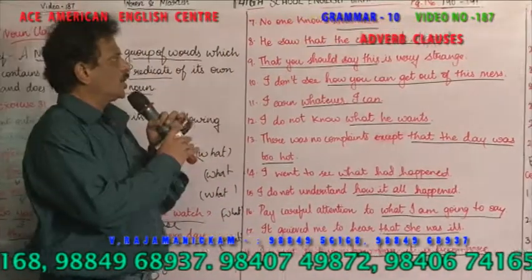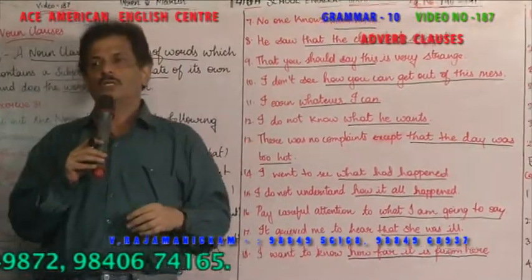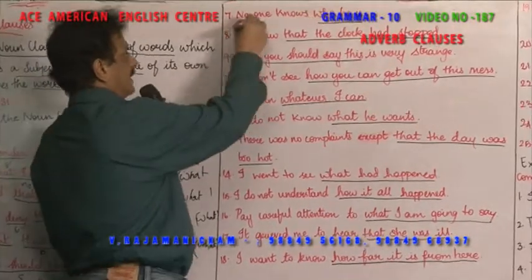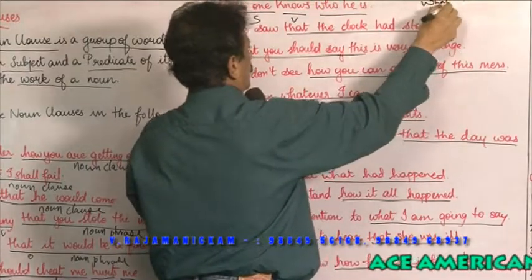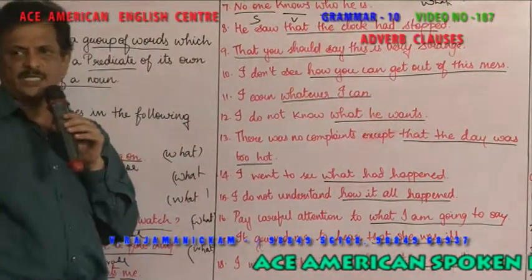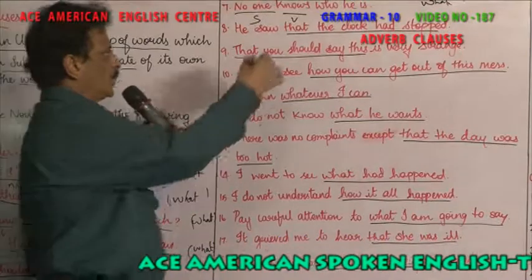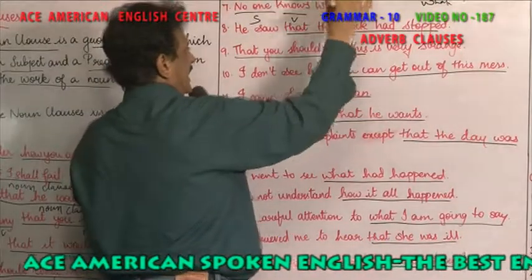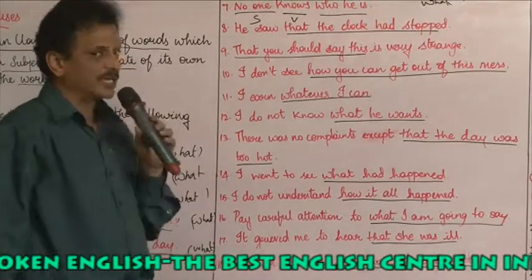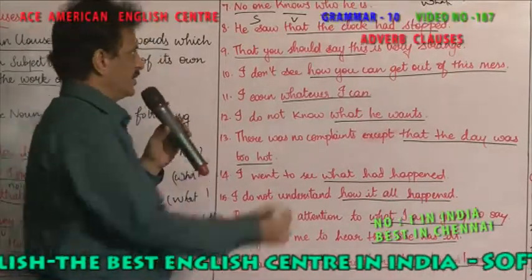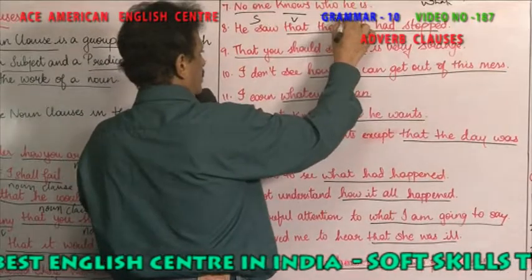Now coming here, no one knows. No one is the subject. Knows is the verb. You ask a question, what? Who is the object of the verb knows. It has a subject, it has a verb and predicate. So it is a clause. It does the function of an object, the function of a noun, so it is called a noun clause.